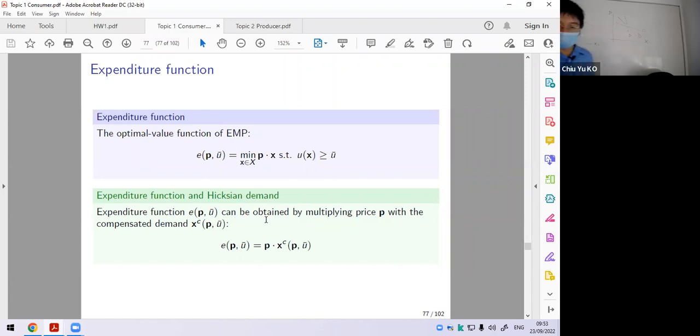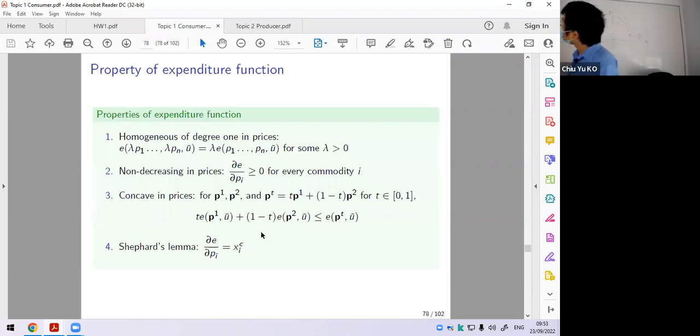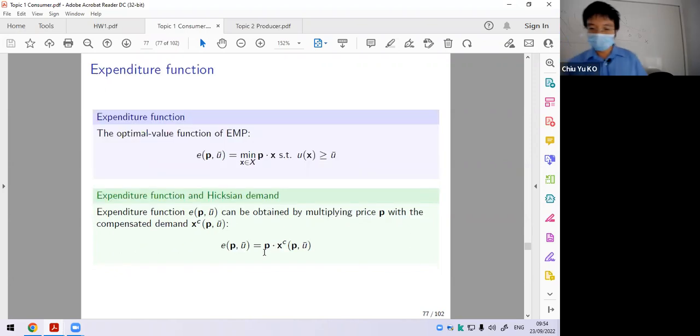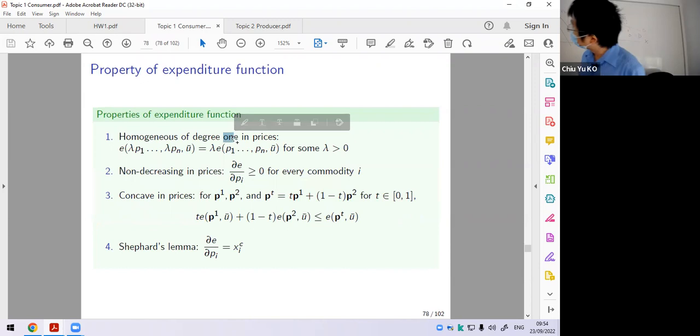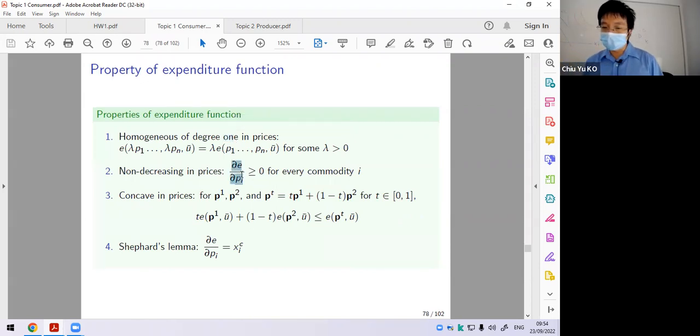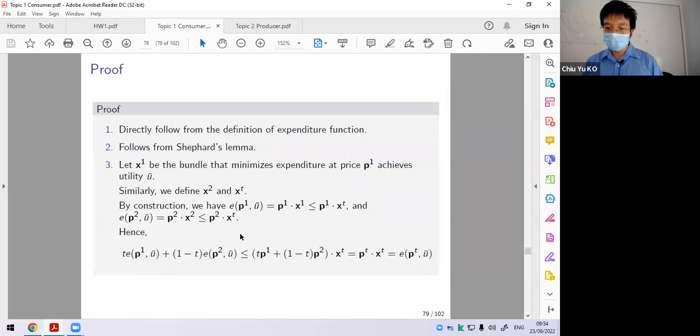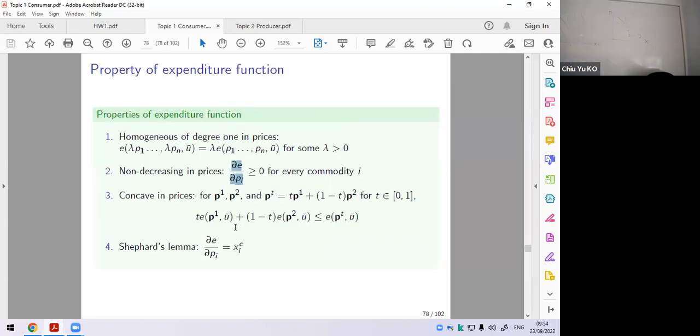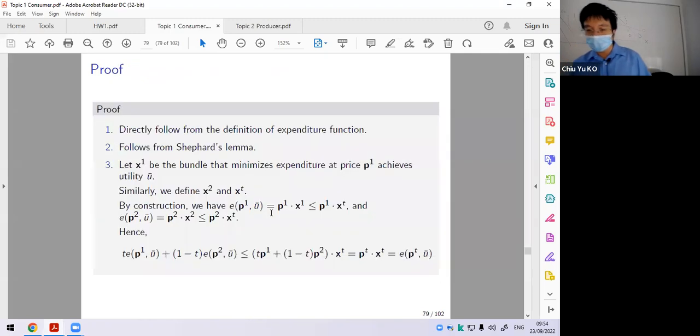Here this one is right, because if you double your prices, you have to double your expenditure, because you're consuming the same bundle but the price doubles, so that's why it's 1. So that is correct. And it's non-decreasing in price, because if price goes up, you should spend more. And this is the sharpest one. Last time some of you said it was not very clear why it is concave, so I added a graph in the new slide to explain that.